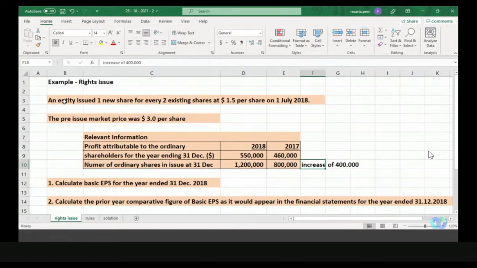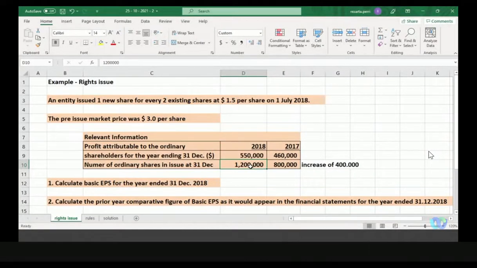Remember that we issue one new share for each two existing. That means that if we start 2017 with 800,000 and we issue one for each two existing, we will increase the number of shares by 400,000. That really fits and complements the whole scenario. We start with 800,000, we issue 400,000 to comply with the rule of one new share for each two existing, and we finish 2018 with 1,200,000 shares.